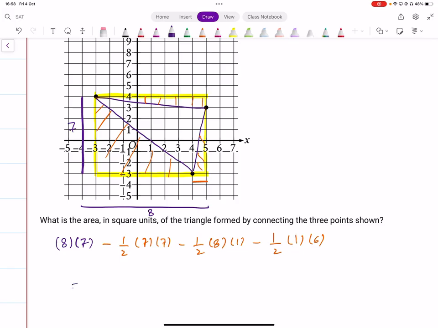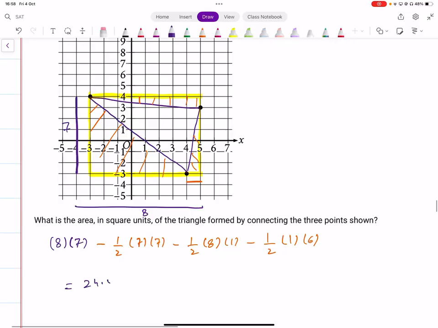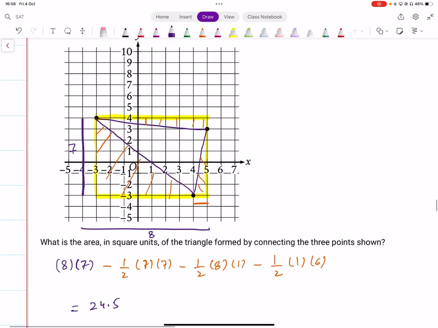You can see what that turns out to be. Okay? 24.5. Is that correct? Okay. So that's the result that we get. 24.5. That's the final answer.